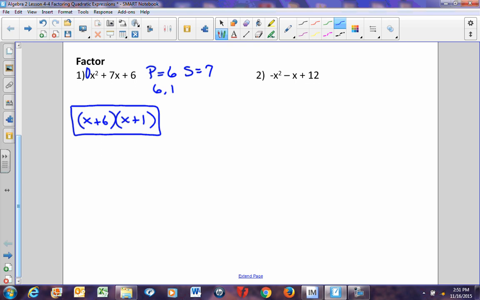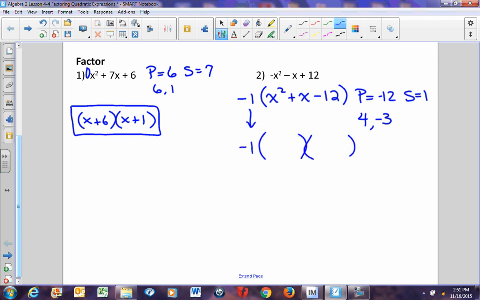Now in number 2, I personally do not like to factor a polynomial when the leading coefficient is negative. So if I have a leading coefficient that's negative, I tend to factor it out, like factoring out a negative 1. So that's the first thing I'm going to do here, which means it changes all my signs. I now have positive x squared, positive x, and negative 12, which means I now need a product of negative 12 and a sum of 1. Two numbers that multiply together to get negative 12 and add together to get 1. Since I need a positive 1 versus a negative 1, I know my positive number has got to be larger than my negative number. So this would be positive 4 and negative 3.